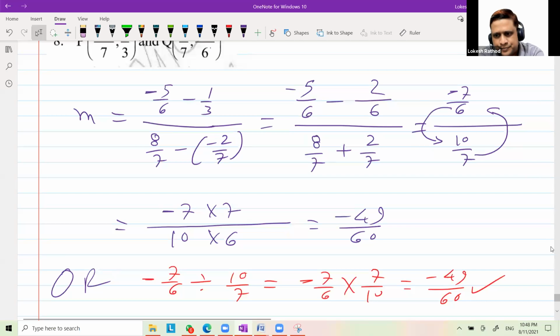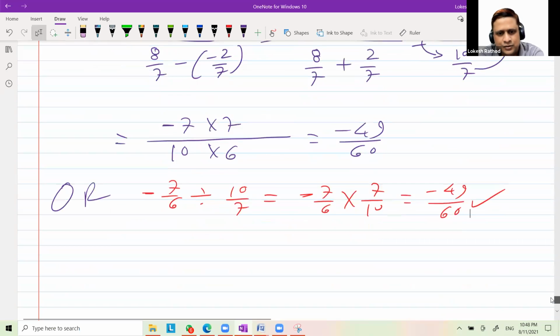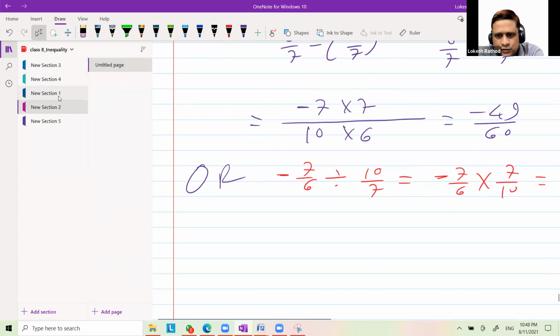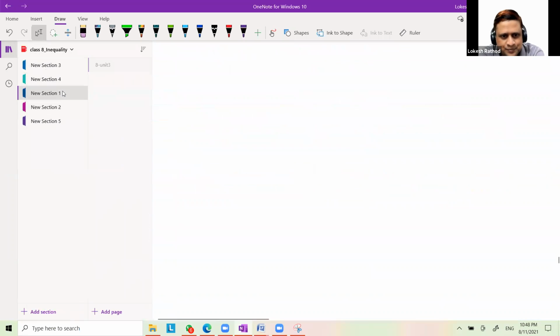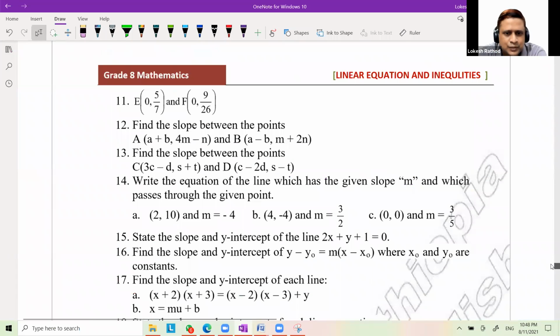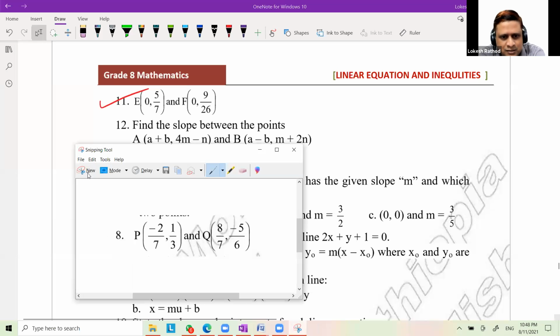Clear this thing, right? So yeah, this was a slope of minus 49 over 60. Similarly, all these questions can be done easily, right? Finding slope. This also can be done easily. This question can be done also. Here they are in variable form, but that's fine. We can do that. Let's take one.